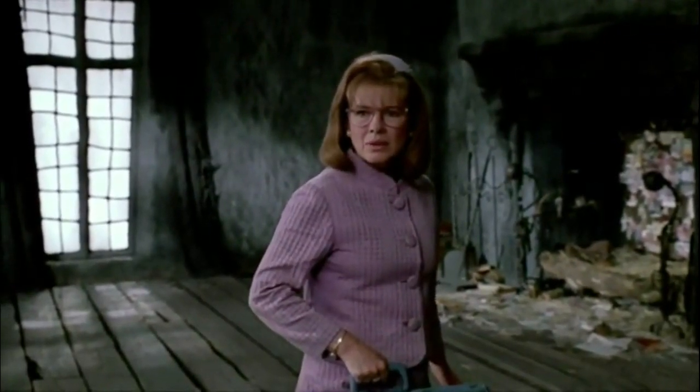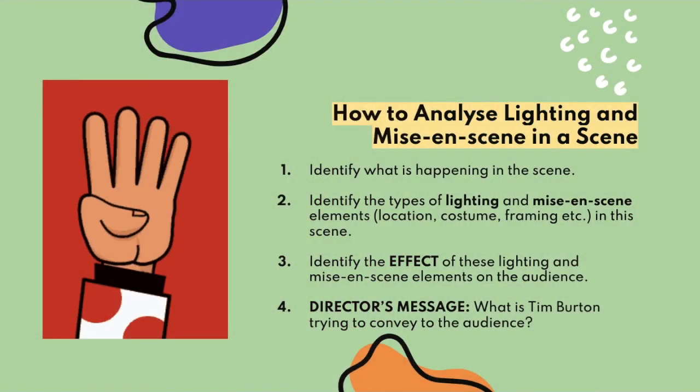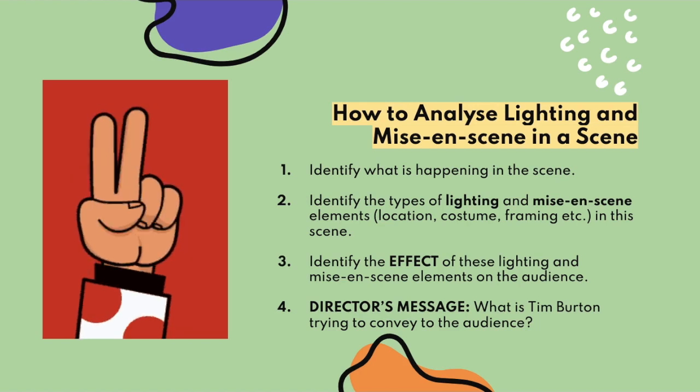What happened to you? So now that we've watched that scene, remember that when we analyse it, we want to be looking at 4 things. What's happening in the scene? What types of film techniques, so in our case lighting and mise-en-scene elements, can you identify in that scene? What's the effect of those lighting and mise-en-scene elements on the audience? And last but not least, what's the director's message?